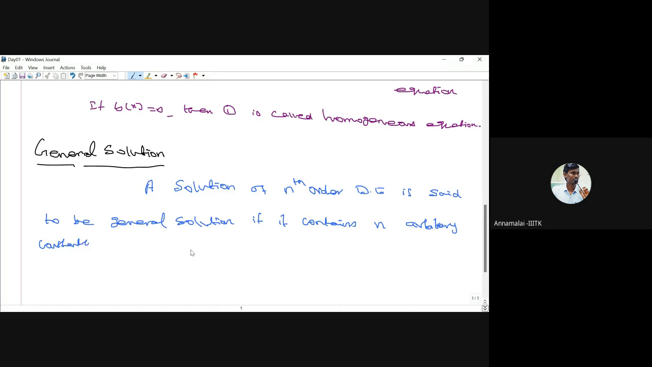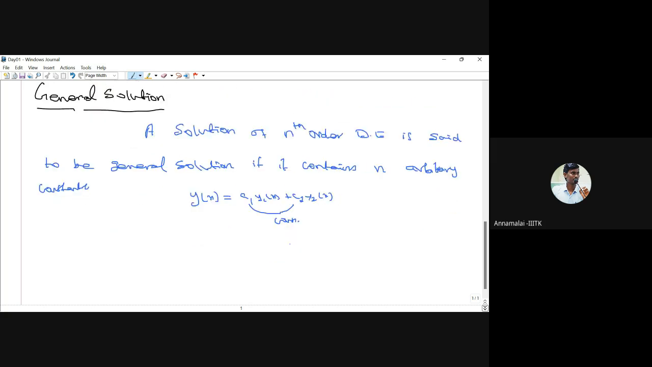For example, if we consider a second order equation, the solution may be of the form c1 times y1 of x plus c2 times y2 of x, where c1 and c2 are constants. So this is a general solution. The solution contains n arbitrary constants. Such a solution is called a general solution. Now, what does particular solution mean? The next topic is particular solution.